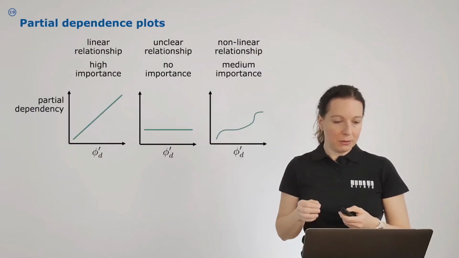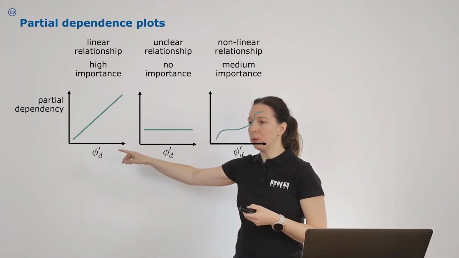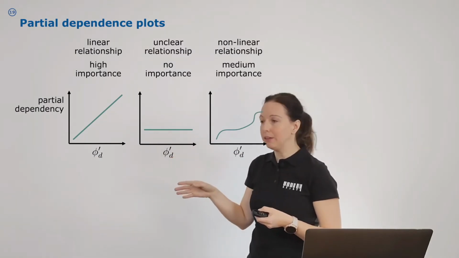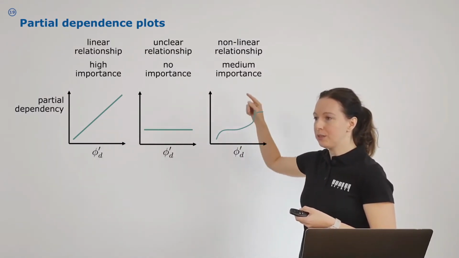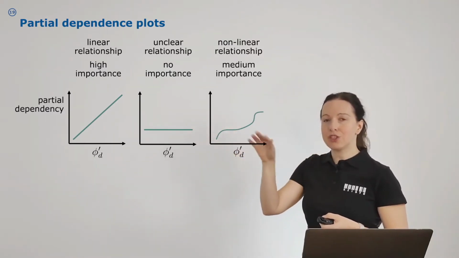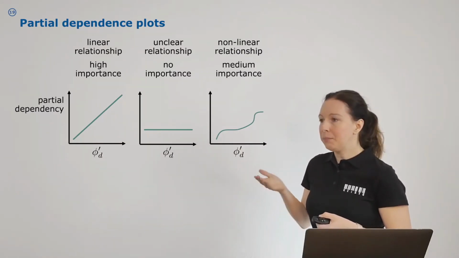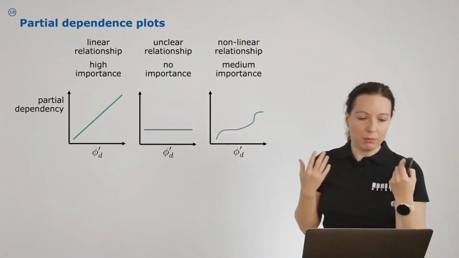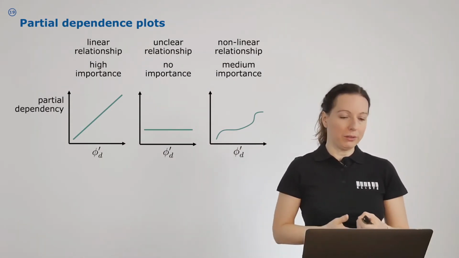So let's have a look at how this looks. You have one dimension where you have all the typical feature values of the samples here. And then you have this dimension, and this is the output value. And what you can see is how the output changes when you change the input values. And based on the shape of this plot, you can tell something about the importance of the feature and what the relationship between the input and the output is.